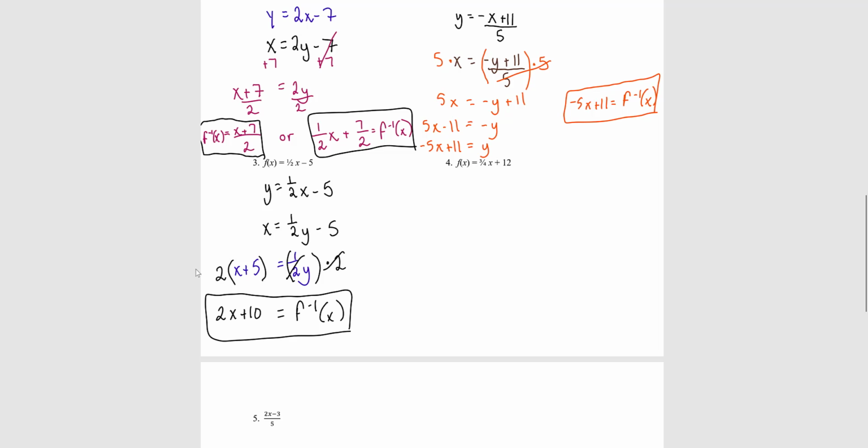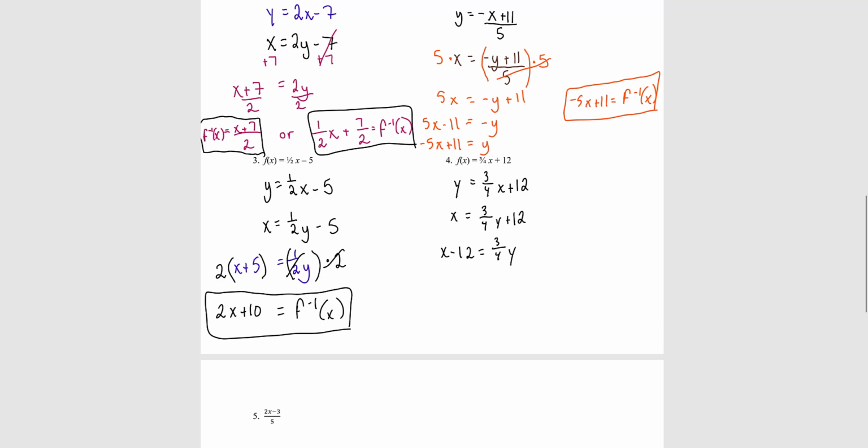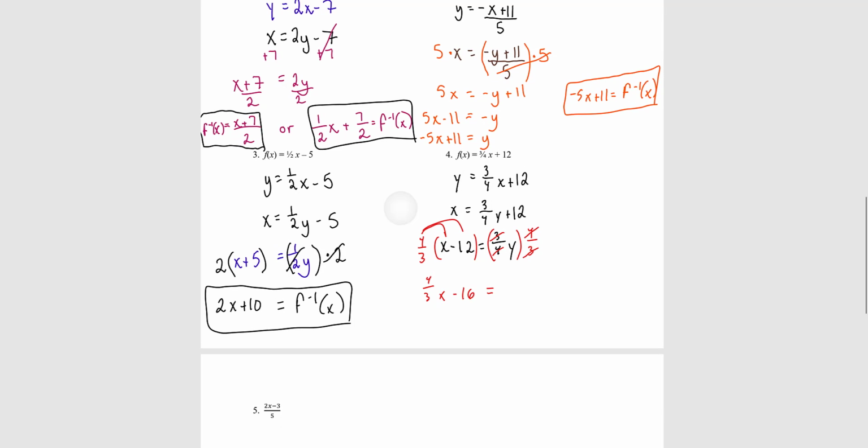I encourage you to pause the video and try number 4. And remember, at some point to get rid of that 3/4, you're going to have to multiply by the reciprocal. So I've gotten to this point. And then to finish it off, we're going to multiply both sides by 4/3, remembering to distribute it to that binomial. So our answer is 4/3 x minus 16.